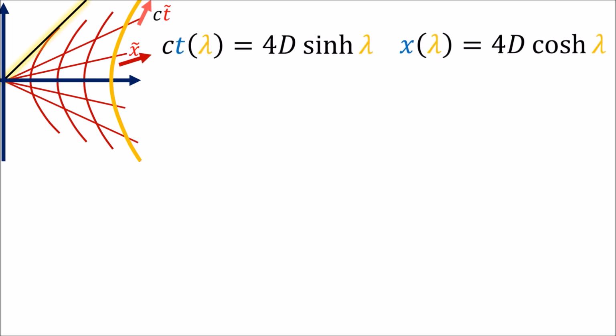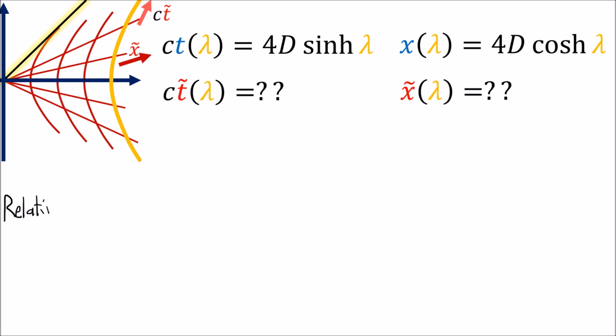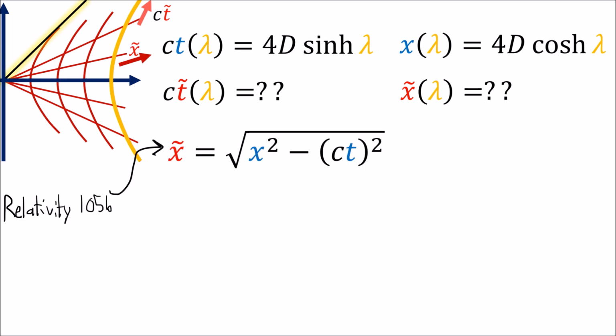Now, let's redo this same calculation of getting the proper time along this curved world line, but this time let's calculate the result in the Rindler coordinates. First, we need to convert the standard inertial coordinates ct and x into Rindler coordinates ct tilde and x tilde. We already derived the formulas for this conversion in Relativity 105 Part B. X tilde is just the positive square root of x squared minus ct squared.